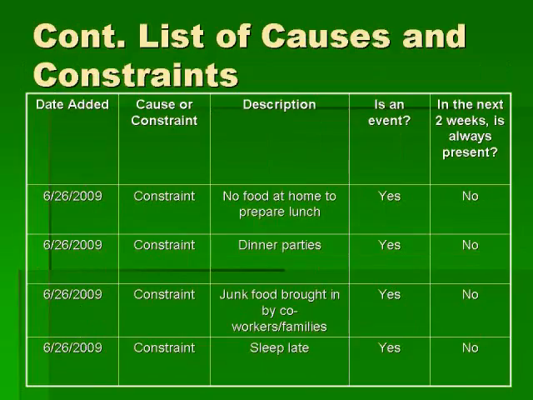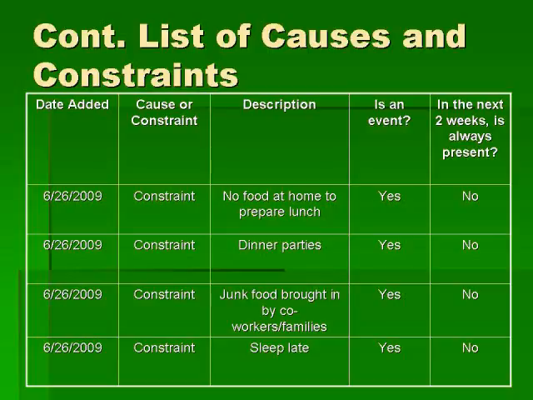Now we will go over the constraints. The first one, no food at home to prepare lunch. Do I consider this an event? Yes. In the next 2 weeks, is it always present? No. Secondly, dinner parties. Is this an event? Yes. In the next 2 weeks, is it always present? No. Thirdly, junk food brought by coworkers and family.